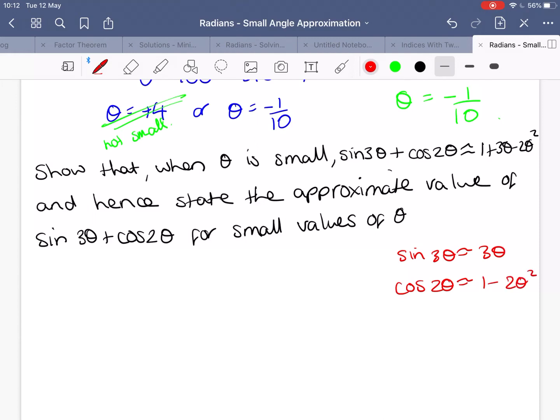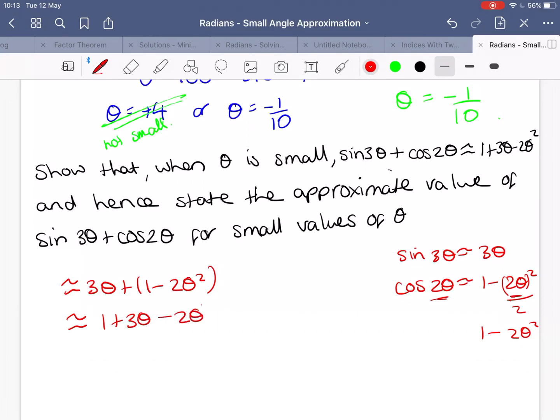Okay, I don't like writing that too often because people sometimes start just substituting that argument there. It's not. Remember, it's the fact that it was all of 2 theta squared over 2, which made it 1 minus 2 theta squared. So our small angle approximation is going to be 3 theta plus 1 minus 2 theta squared. So that's going to approximately be equal to 1 plus 3 theta minus 2 theta squared, which was required. Okay, so we've done the proof.